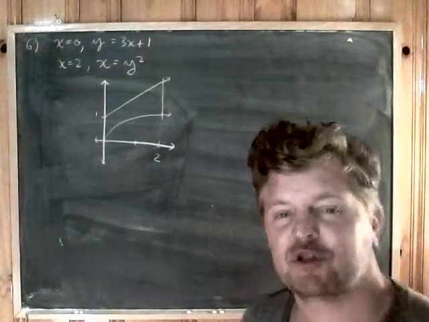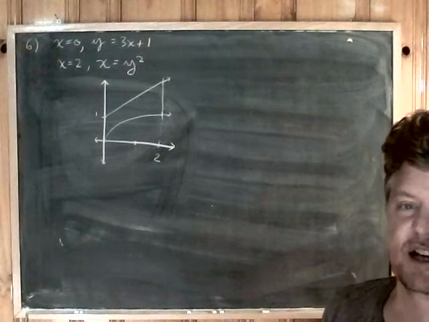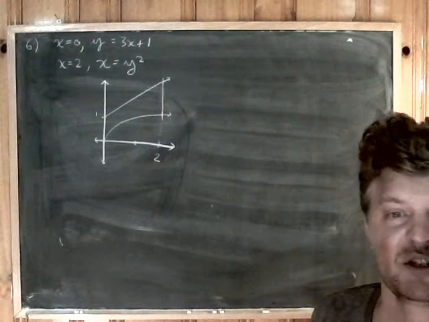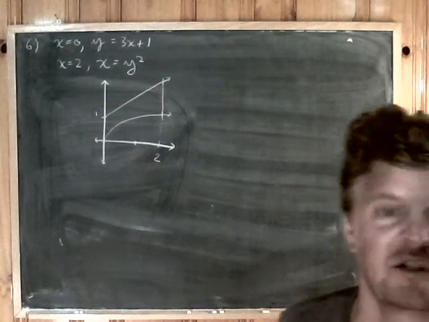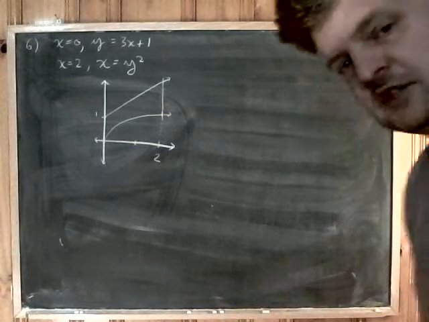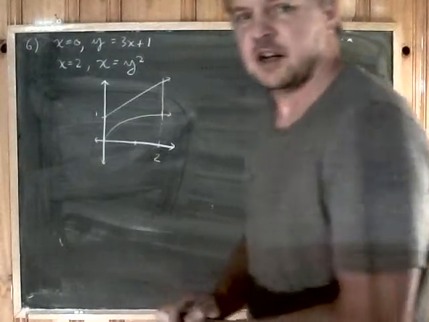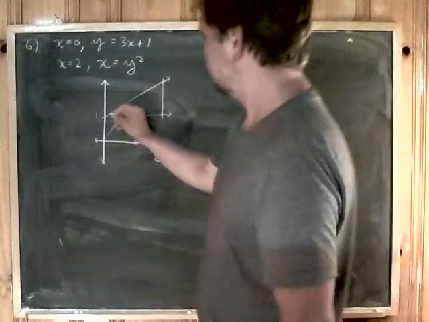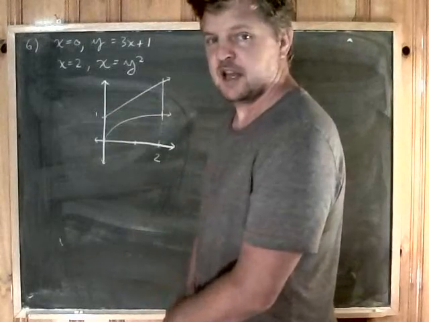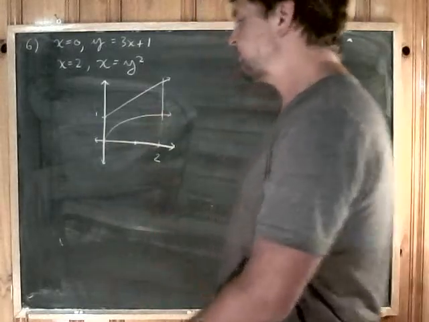Here's number 6 from test 1 review, and I've drawn the picture on the board that goes with it just to show you what I will also provide on the test itself. So the problem says that the region is bounded by x equal to 0, that's the y-axis, by y equals 3x plus 1, that's the slanted line that intercepts at 1, and by x equal to y squared. That's the parabola opening to the right.